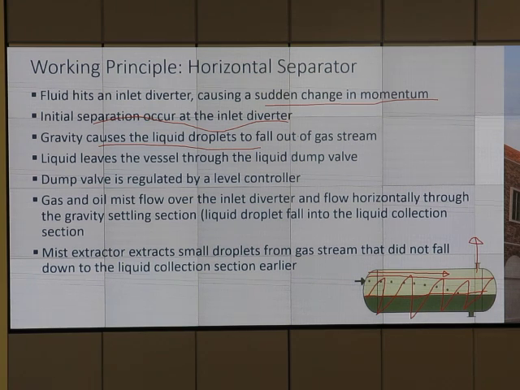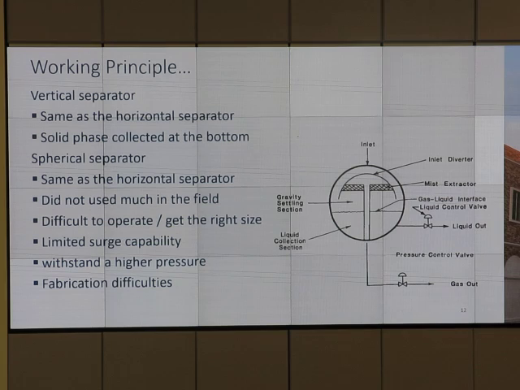The sensor will be the input part, and the control will control whether the valve should open or close, and the output is the part that does the action. You remember that? So we don't have to talk about it anymore. Okay. The working principle for the vertical separator is the same as the horizontal separator. Very good, right? Solid phase collected at the bottom.